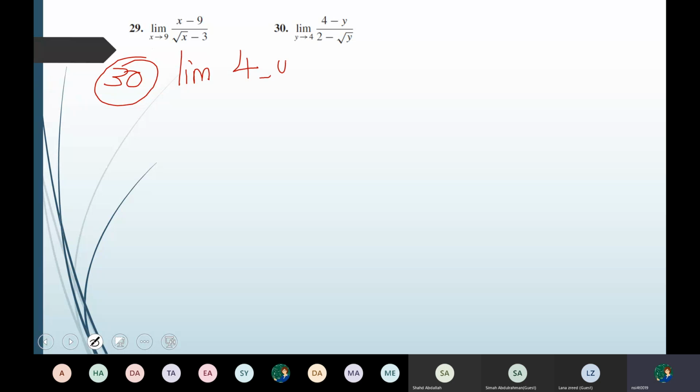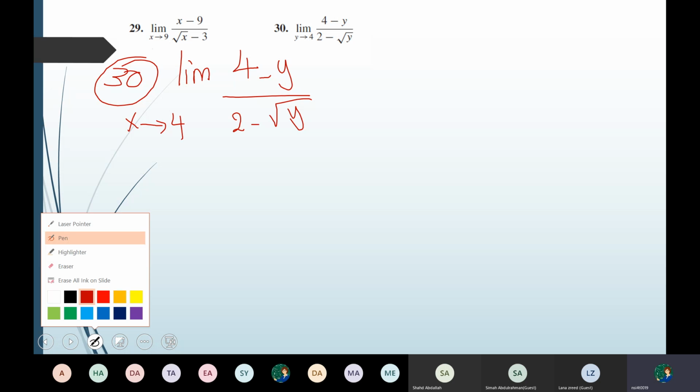Limit of (4 minus y) over (2 minus square root of y) when y approaches 4. 4 minus 4 is 0 over 2 minus 2 is 0, so it is 0 over 0. So let's take an action.